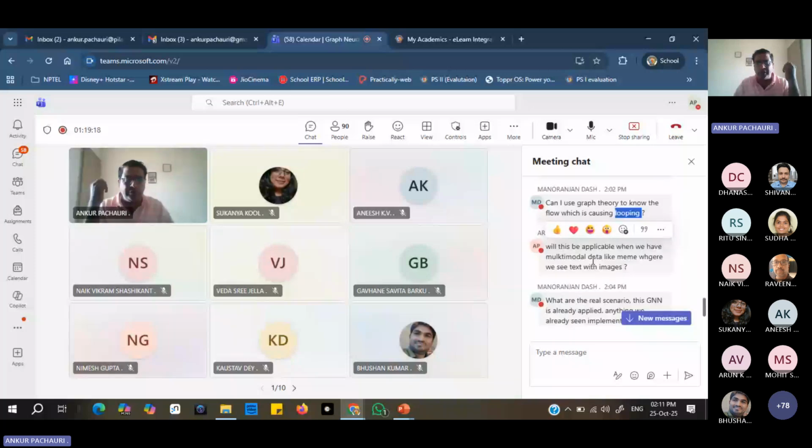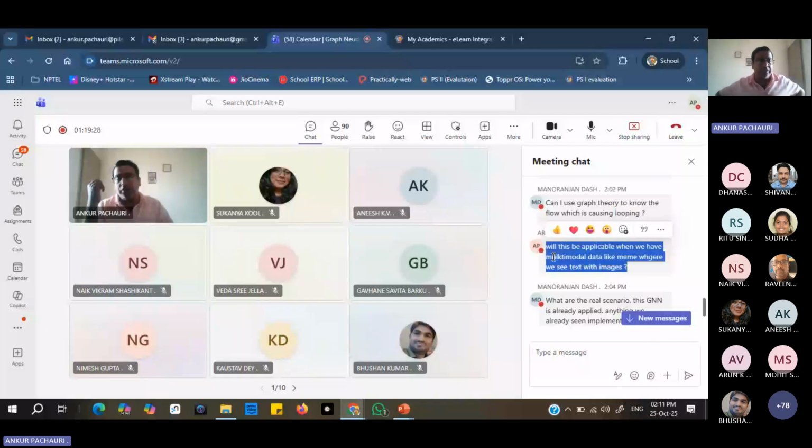Will this be applicable when we have multi-modal data like memes, where we see text and images? Not exactly. We'll not be dealing with images, but text again we can. And for multi-modal data, we'll be dealing with the knowledge graph where each node has multiple attributes, and each edge will have multiple attributes. So in some sense, yes.